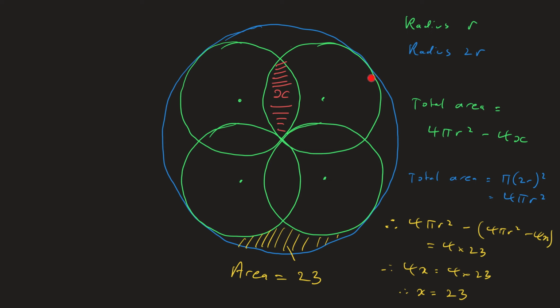Indeed, each circle has got area pi r squared, and there are 4 of them, and if we add them all up, then we're counting each of these overlapping regions twice. And by symmetry, the area of each overlapping region is the same. So we have to subtract off the overlapping area just once, so 4 times x.